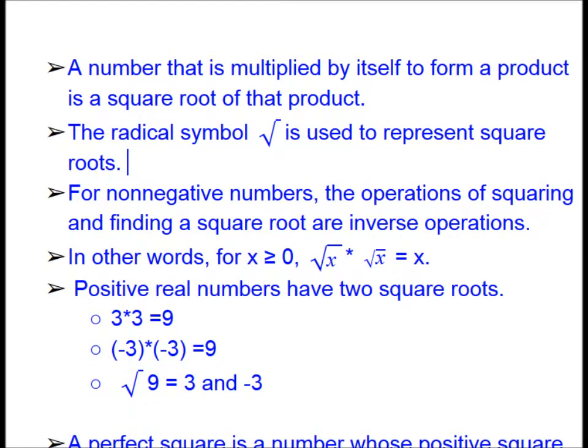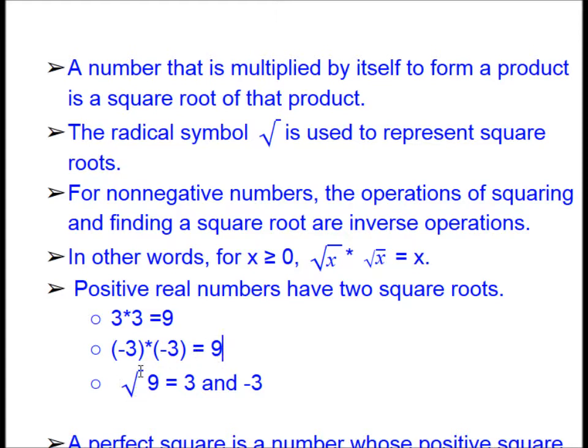Let's solve an example. 3 multiplied by 3 is 9, and minus 3 multiplied by minus 3 is also equal to 9. In my other video, I have explained that if there is a multiplication of two numbers with the same sign, then the resulting number will always be positive. Two minus numbers multiplied together will always give a positive number. So minus 3 multiplied by minus 3 is equal to 9.